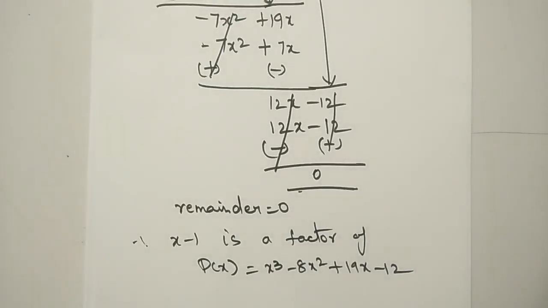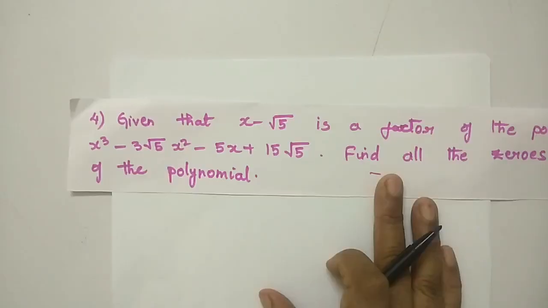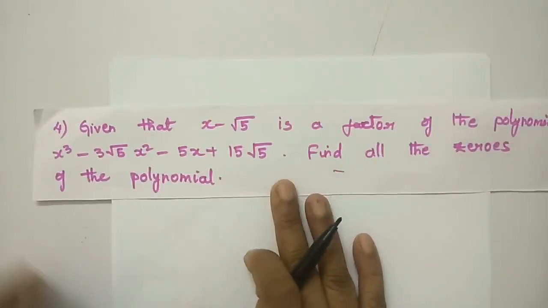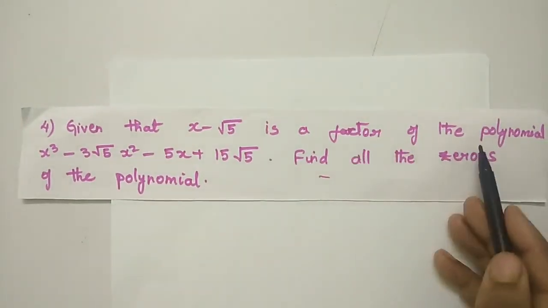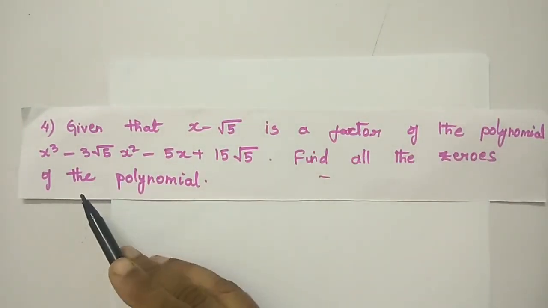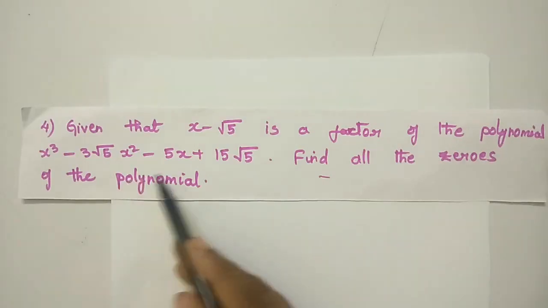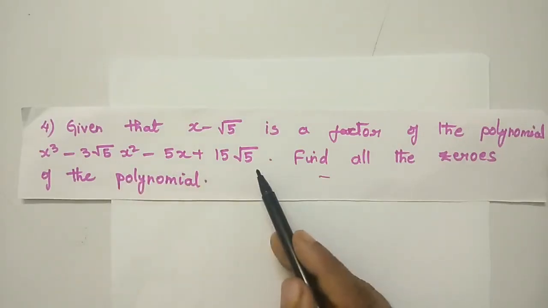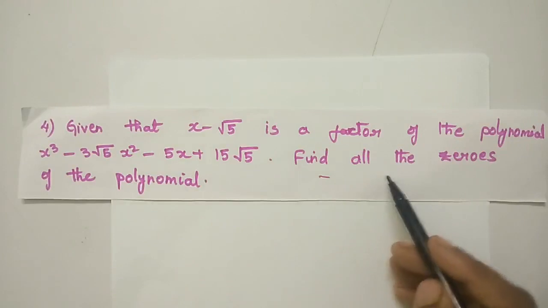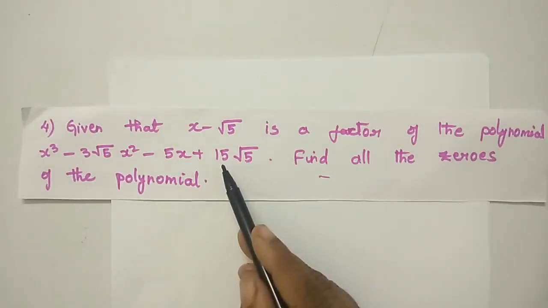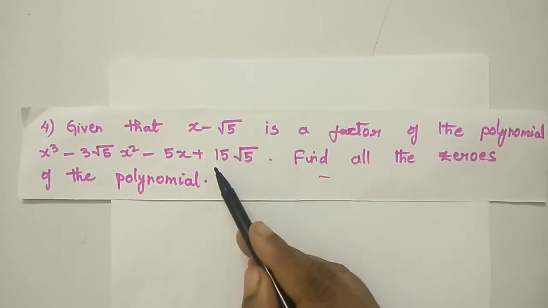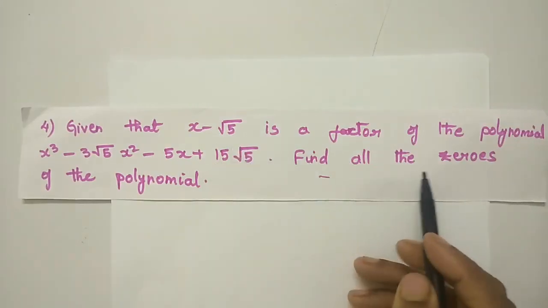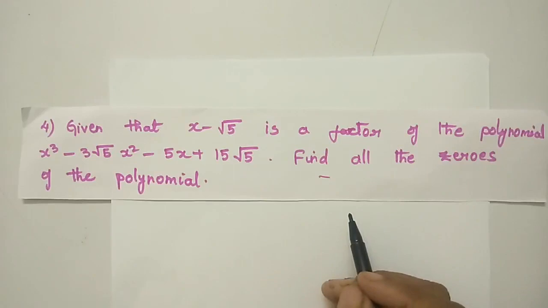Now let us go to fourth problem. Given that x minus square root of 5 is a factor of polynomial x cube minus 3 square root of 5 x square minus 5x plus 15 square root of 5. Okay, find all the zeros of the polynomial. Here given polynomial is this, and they have given this is the factor of this polynomial, and they asked to find all the zeros of the polynomial.